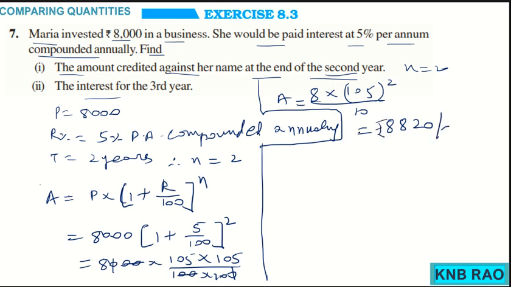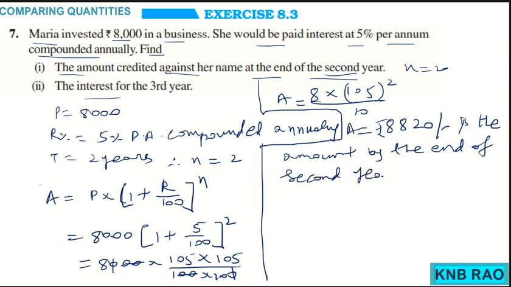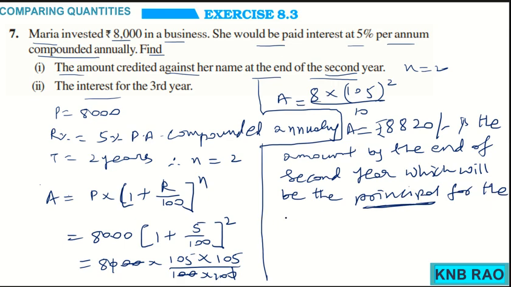Now children, this is the amount by the end of the second year, which will be the principal for the third year. That means considering this, I can find the simple interest. That is what they are asking.